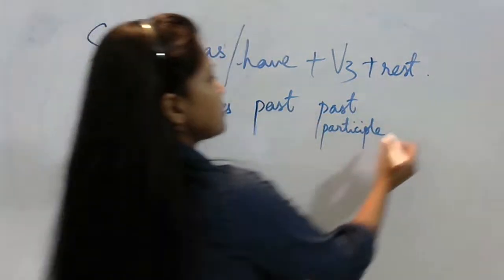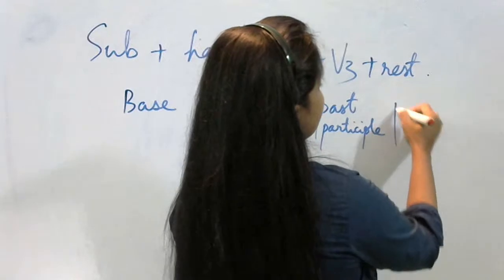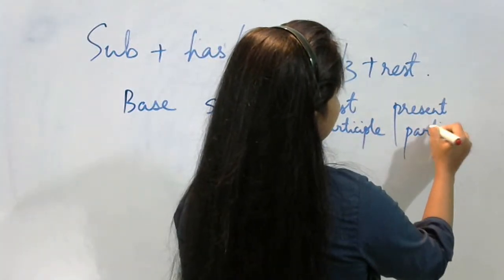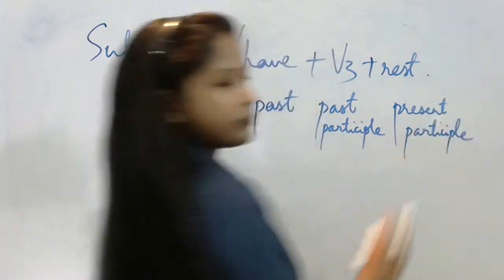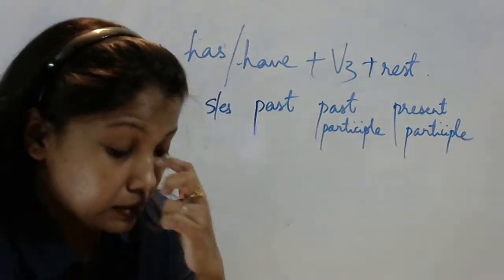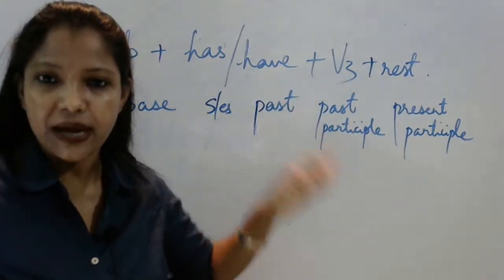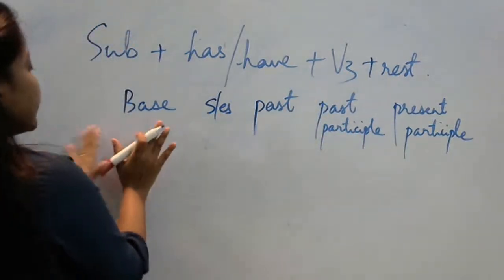Then is past participle. Yes. And then it is present participle. Okay. In short, I have written V3, but it is actually called past participle. Now I'll tell you what it is.